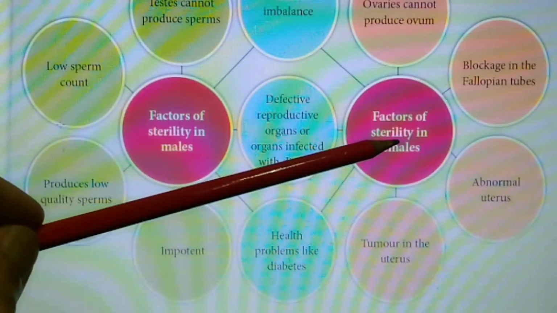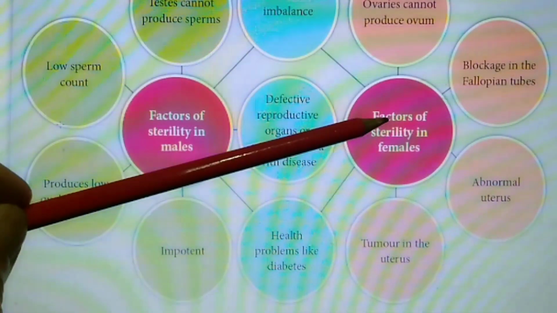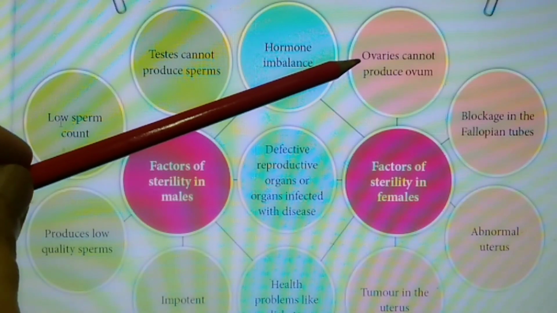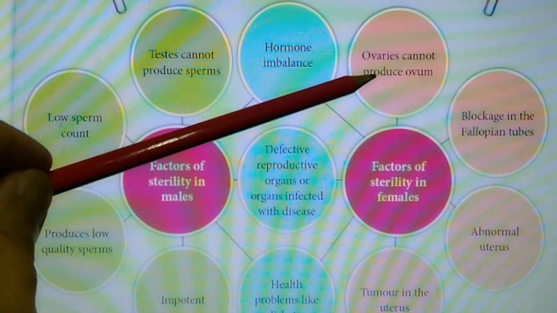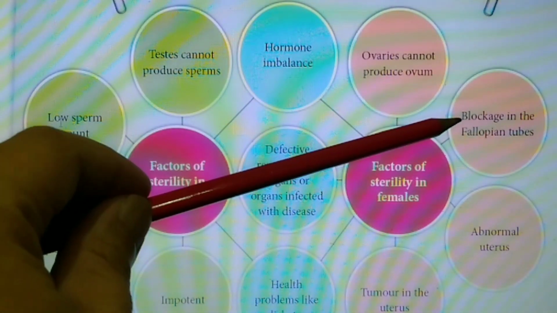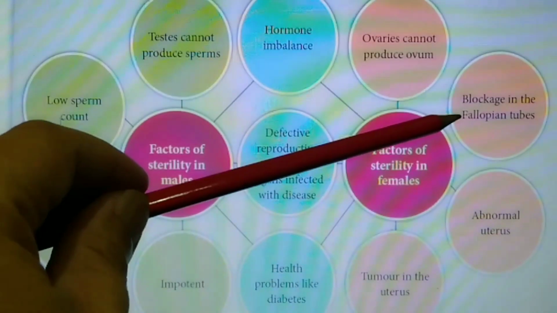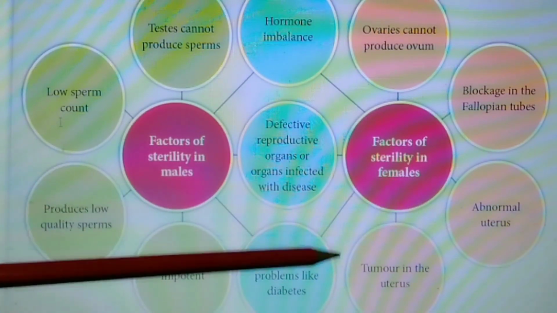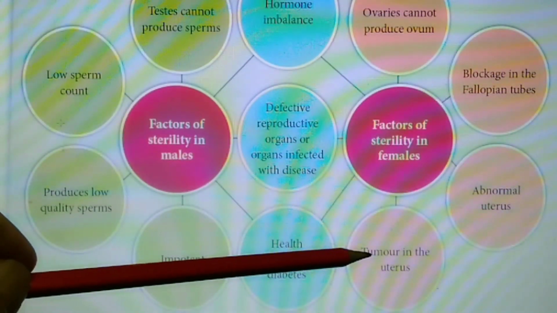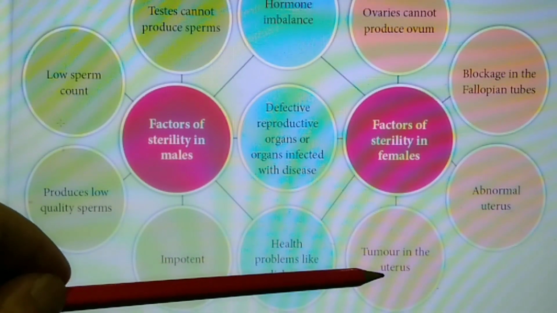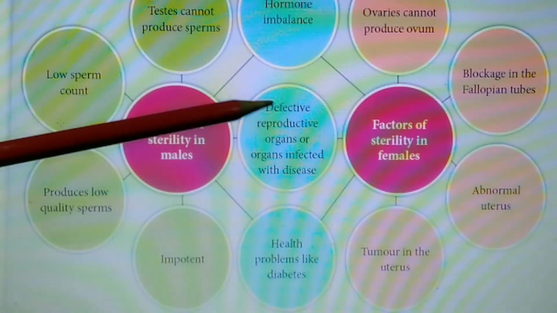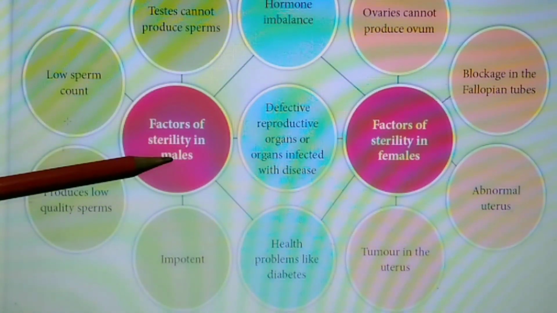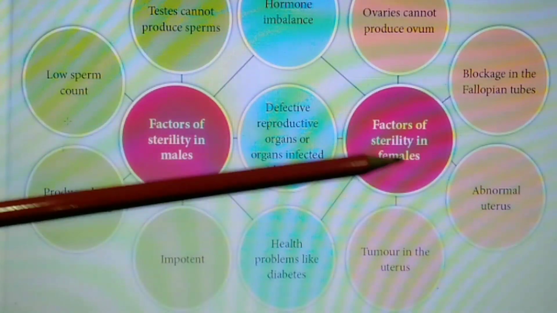Now we look into the factors of sterility in females. The first one is ovaries cannot produce ovum, blockage in the fallopian tube, abnormal uterus, and also tumor in the uterus. So these are the different factors that cause sterility in males and females.